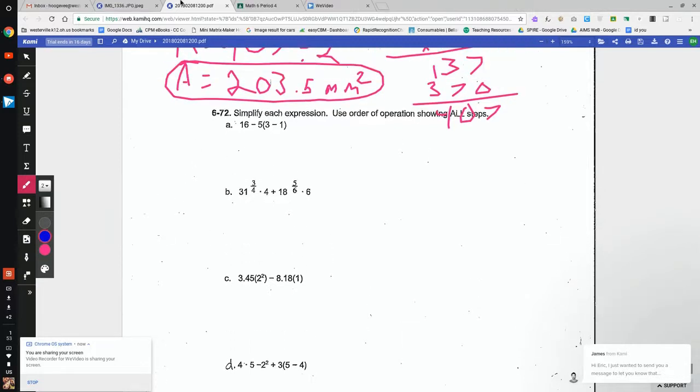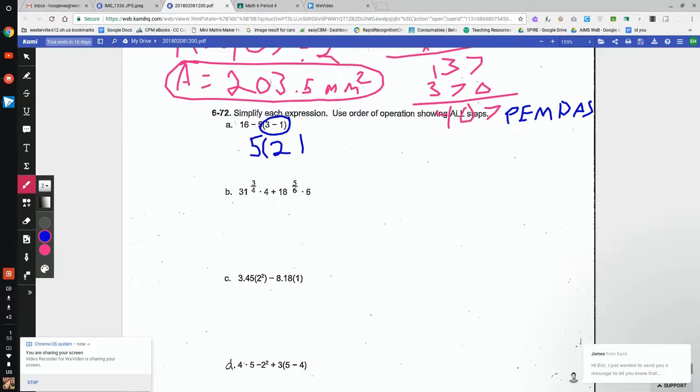Okay, next we're moving into simplifying expressions using our order of operations. Always refer to your PEMDAS: parentheses, exponents, multiplication, division, addition, subtraction. So first thing we see here are our parentheses. 3 minus 1 is 2. That stays in parentheses, which some of you might have forgot to do.